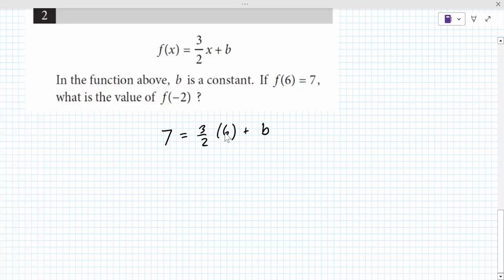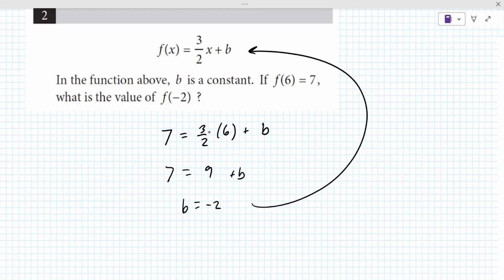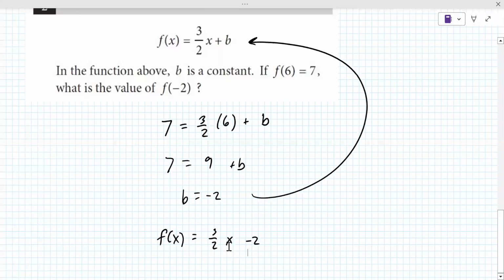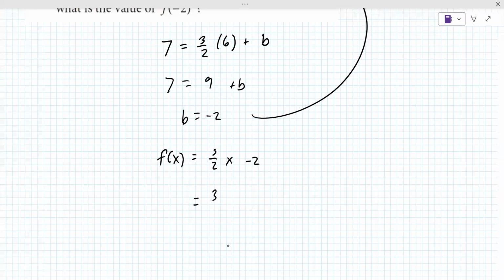3/2 of 6, you said 18 over 2 is 9. That's true. That means that when you subtract, b is -2. Okay. So this is the function f of x equals 3/2 x minus 2. Now we're going to put -2 in for x. So this time, 3 over 2 times -2 would be -3 and then -5. Yes.